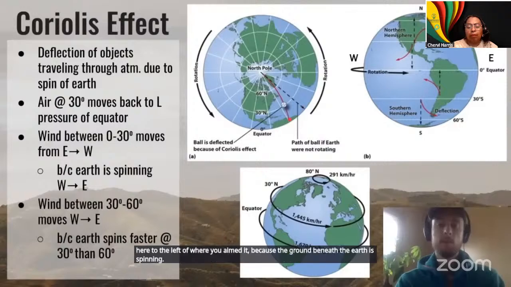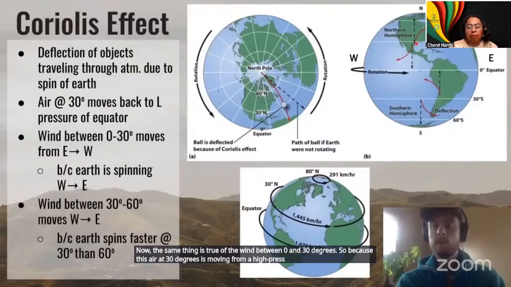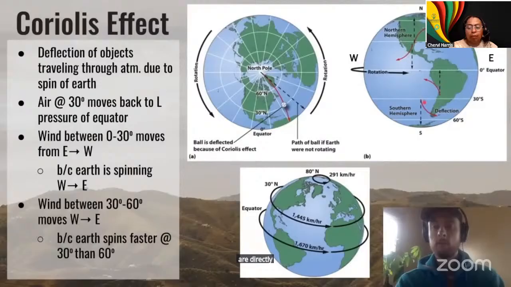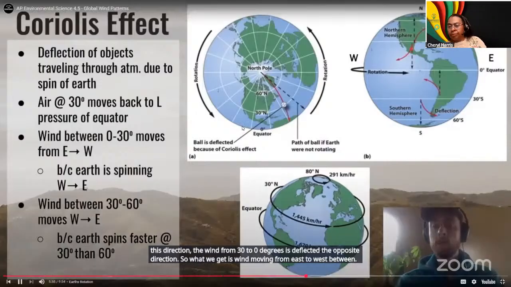Now the same thing is true of the wind between 0 and 30 degrees. So because this air at 30 degrees is moving from a high pressure system back down to a low pressure system, it would flow directly south, or directly north in the southern hemisphere. But because Earth is spinning this direction, the wind from 30 to 0 degrees is deflected the opposite direction. So what we get is wind moving from east to west between 30 and 0 degrees.